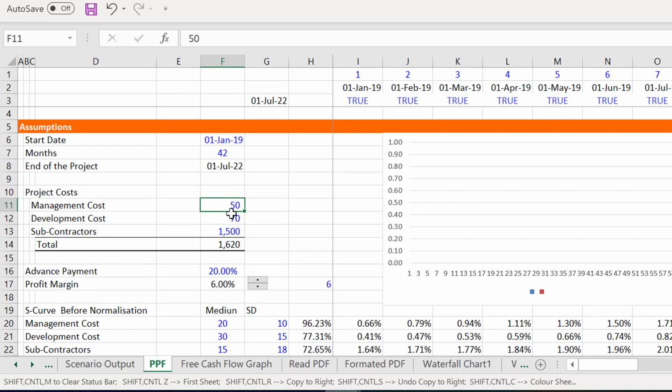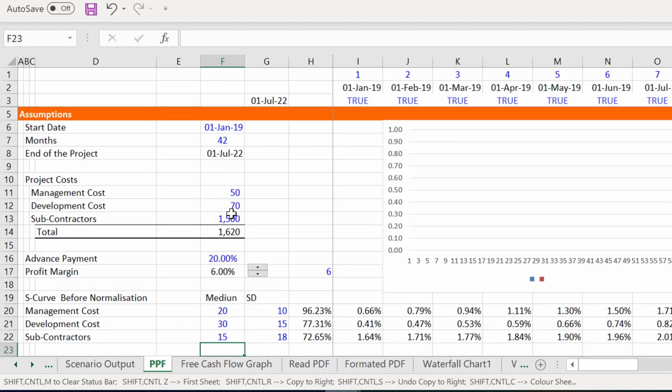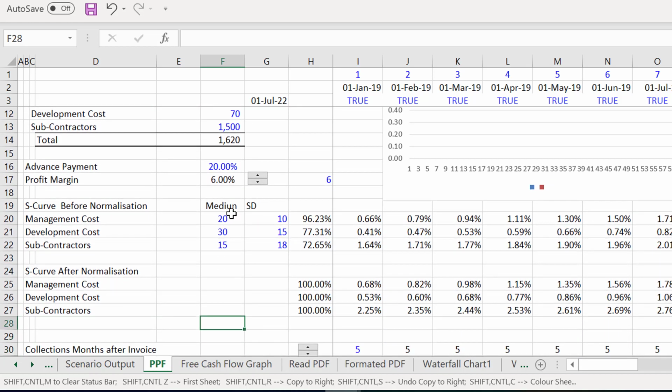Okay, and so we have some kind of project cost, and my friend said, I don't know exactly how we're going to spend. So I said, here, this is supposed to be the median, and this is the standard deviation. Okay, let's make a little S-curve, and when you make an S-curve, we can use a normal distribution.